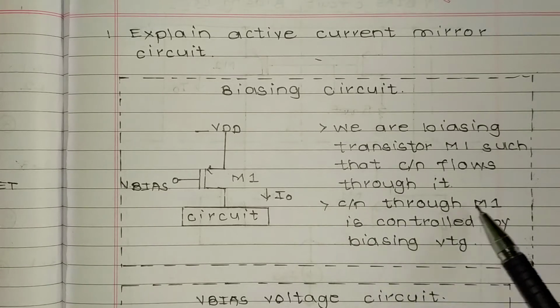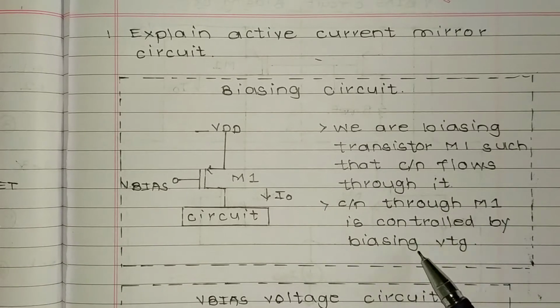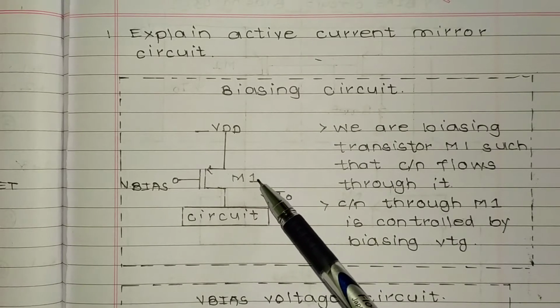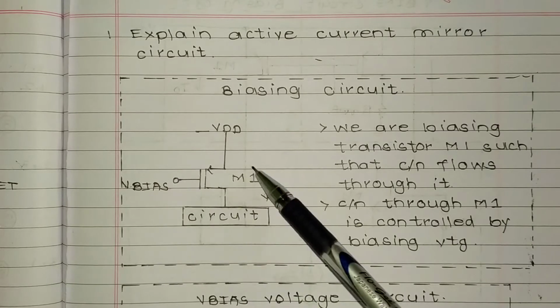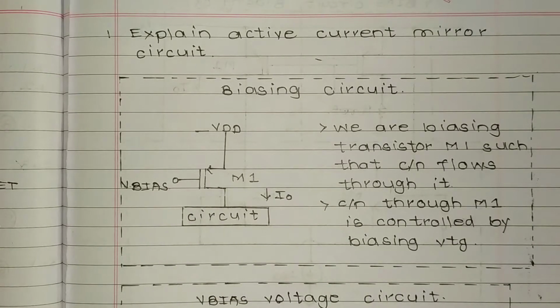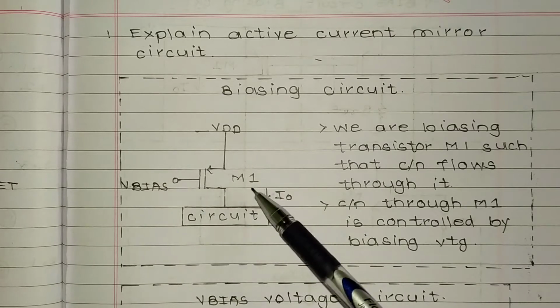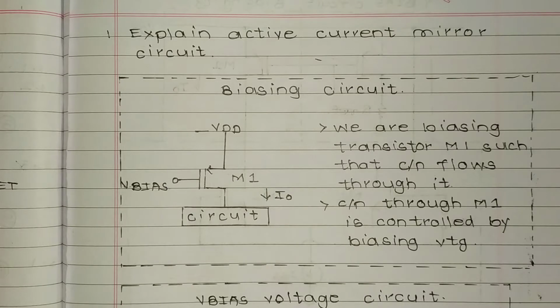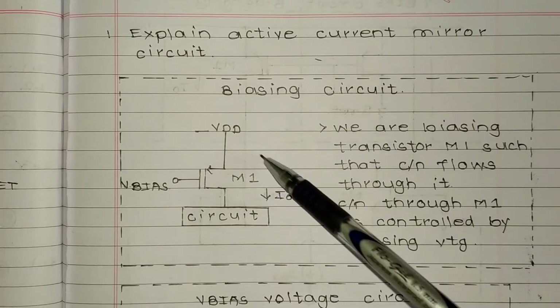The current through M1, so the current through this MOSFET, is controlled by the biasing voltage V bias. V bias is the biasing voltage for MOSFET M1, and VDD is the drain voltage.